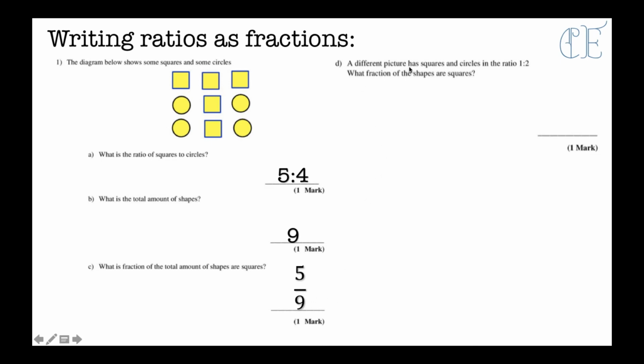Then it says a different picture has squares and circles in the ratio of 1 to 2. What fraction of the shapes are squares? Well, again, be careful because it's not any of these numbers that goes on the bottom of the fraction, it's these numbers added up. Well, these numbers added up are 3, so it must be 3 on the bottom. And it says squares and circles in the ratio of 1 to 2. So squares comes first, so there's only 1 lot of squares out of a total of 3 shapes. So it'd be 1/3.